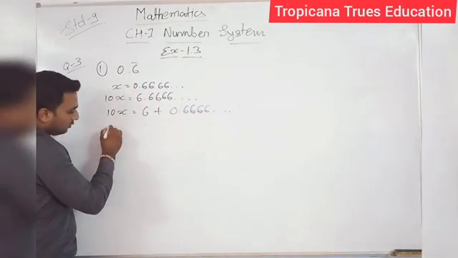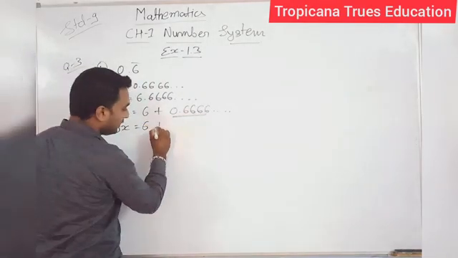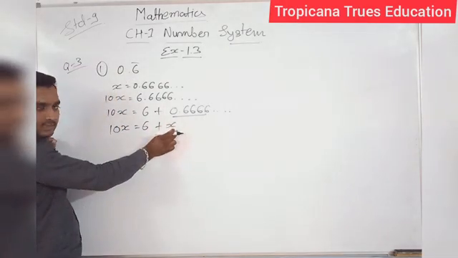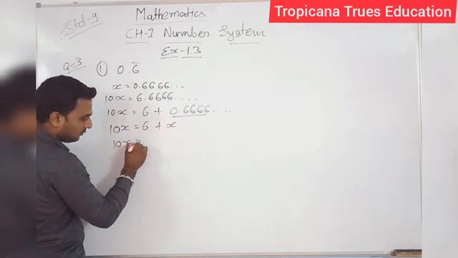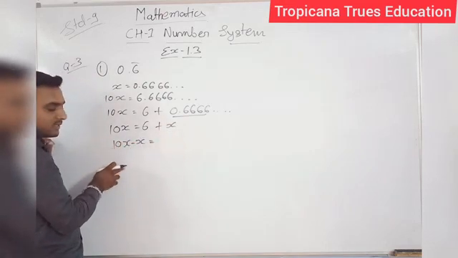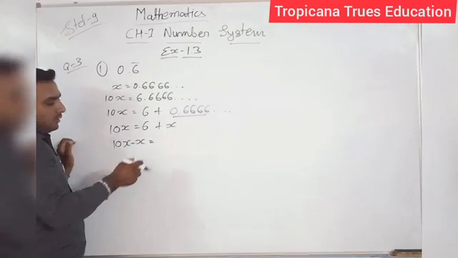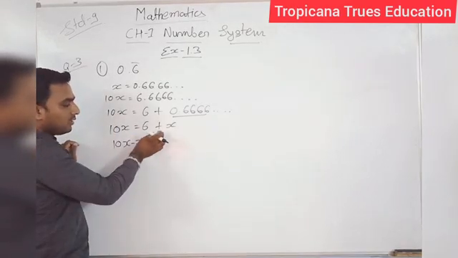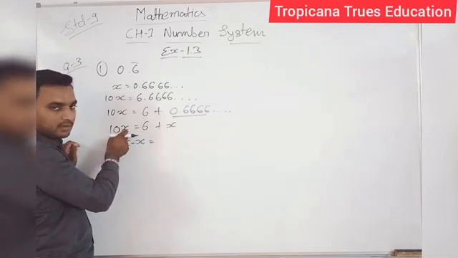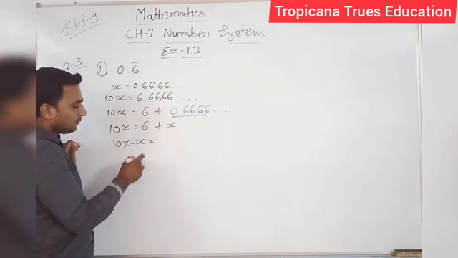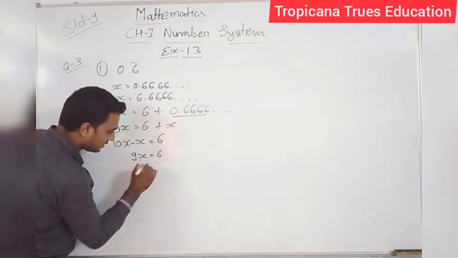Okay, clear? Now 10x, I know that this is the value of x, so I will put x here. Then 10x and x, both terms are the same, so we have to take them to one side. Here it is plus; when it comes to the left side, it becomes minus. Why? Because when any number moves to the opposite side, the sign is changed. Suppose here it is minus, then it will be plus; then minus becomes plus, multiply becomes divide, divide becomes multiply. Clear?